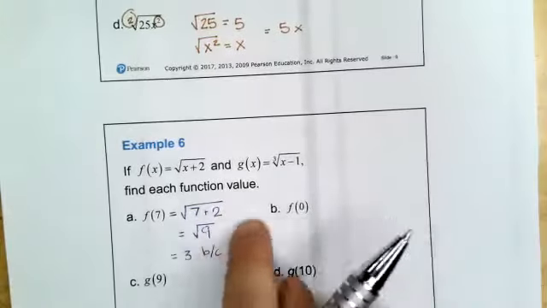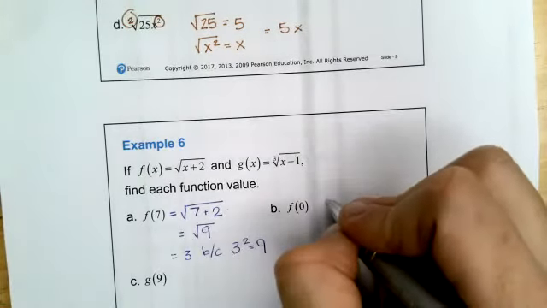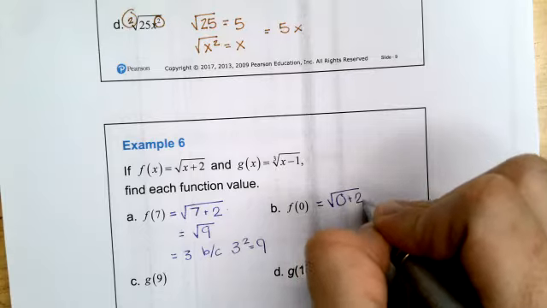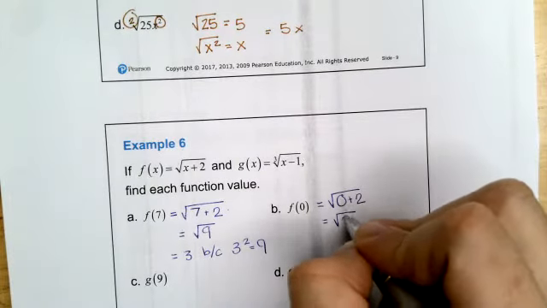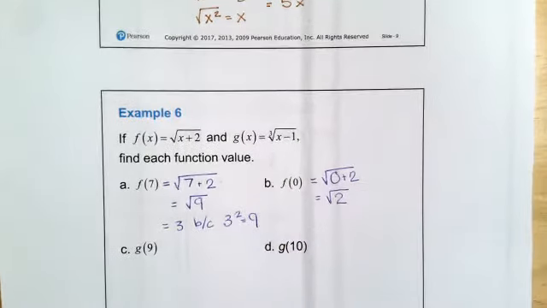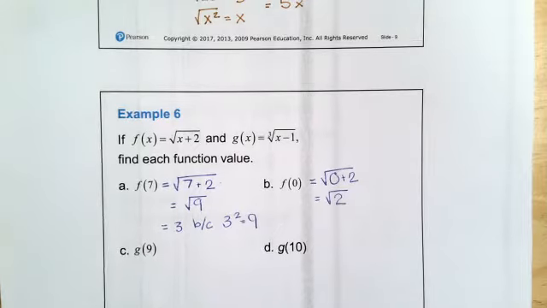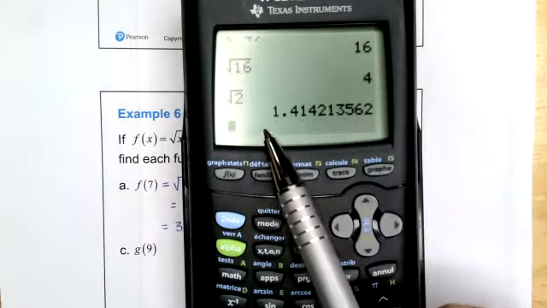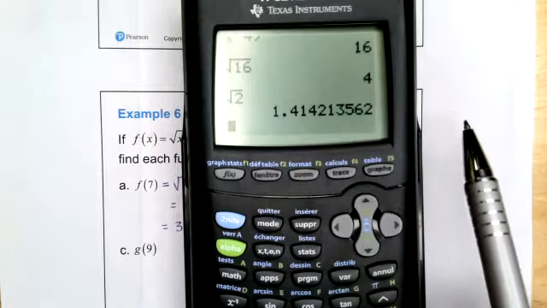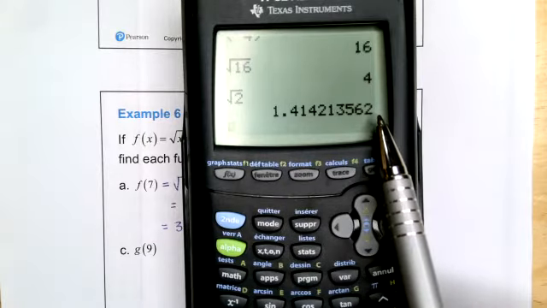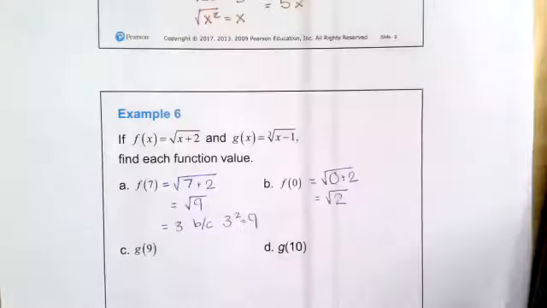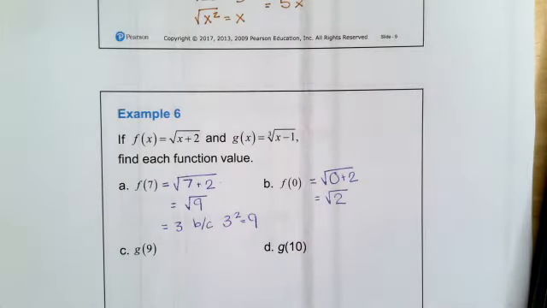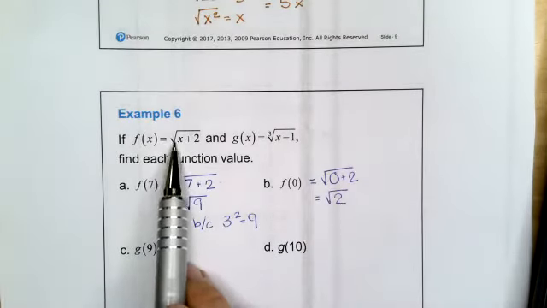Good. B is saying f of 0. So f of 0 is the square root of 0 plus 2, which is the square root of 2. You cannot simplify that any further. I would leave it like that. If you put it in your calculator, you get a decimal, but the decimal goes on forever. It only ends because my calculator ends it there. So it's more accurate to put it in terms of the radical. Good. So those are for f, the square root of x plus 2.